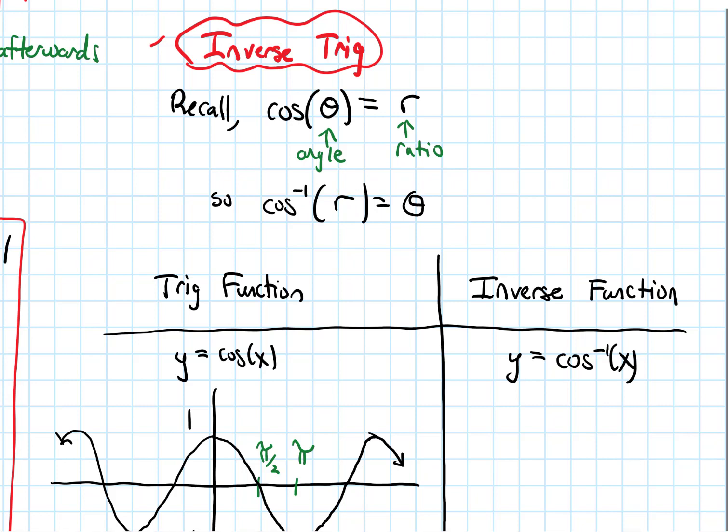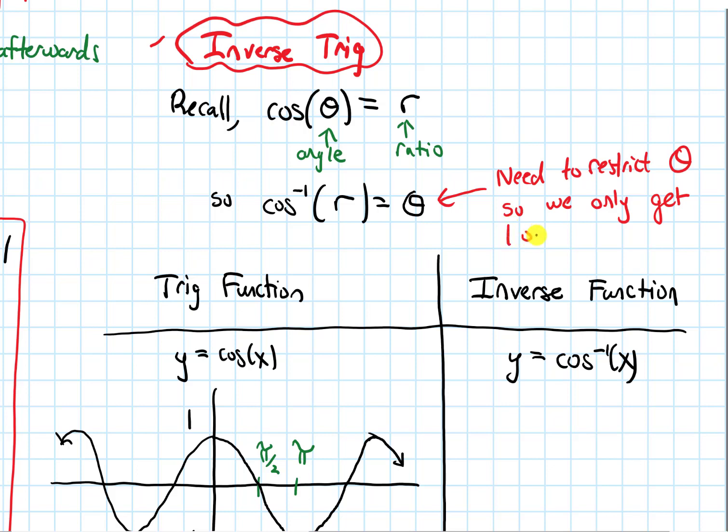All right, so the problem that we run into is there can be an infinite number of angles that, when we take the cosine of them, give us the exact same ratio. So when we come to talk about the inverse function, if I plug in some ratio, it's going to give us a bunch of potential angles out. And we don't want that, because a function is supposed to just have one output. So we need to restrict the values of theta, so we only get one output in this inverse function.